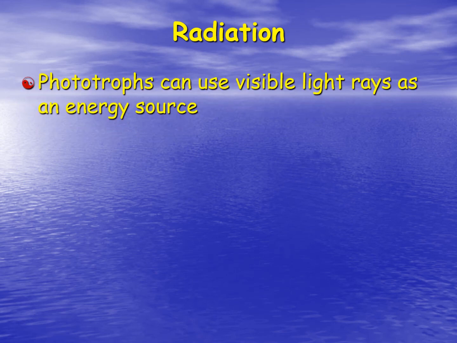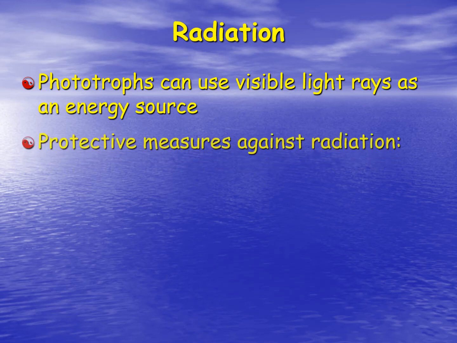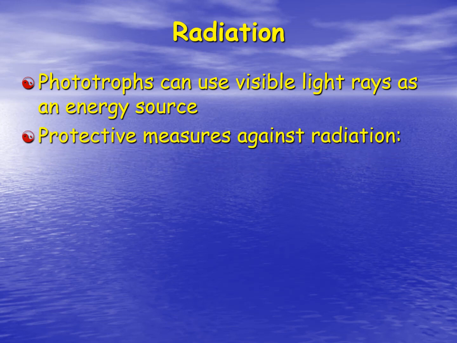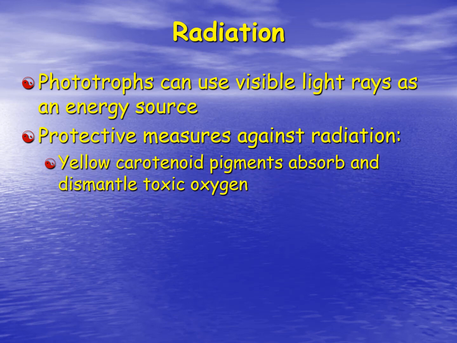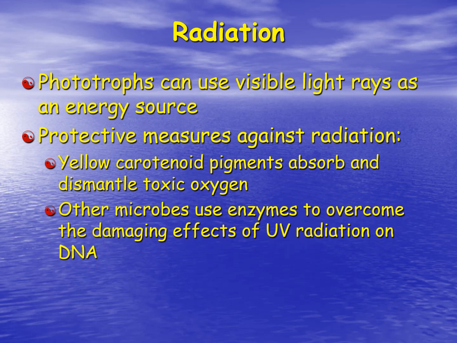Now, radiation. Phototropes can use visible light rays as an energy source, but they use protective measures against the UV radiation, such as yellow carotenoid pigments that absorb and dismantle toxic oxygens, and other microbes use enzymes to overcome the damaging effects of UV radiation on their DNA.